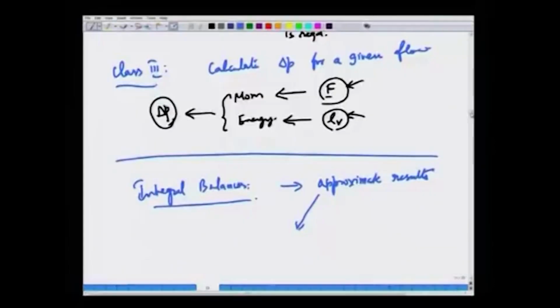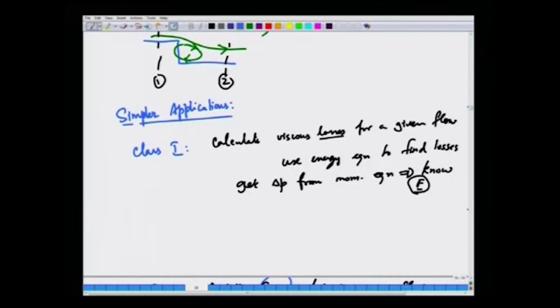One has namely class 1 problems, where you are asked to calculate the viscous losses for a given flow. So, if you are given a flow, then you can use the energy equation to find the losses, but the energy equation requires delta p. Now, if you want to calculate delta p from momentum balance, then you need the force information. Okay. So, that is one class of problem.